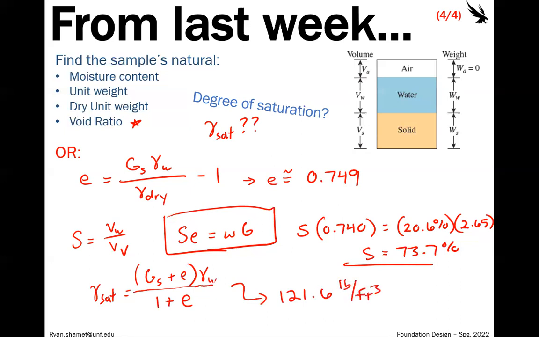So again, what we talked about last time too, do a mental check when you're calculating these. Your dry unit weight should always be the lowest number. Your natural unit weight should be slightly larger, and then your saturated unit weight should be the largest number, right? Because we're adding water each time, we're adding mass, but the volume is staying the same. So keep that in mind too.